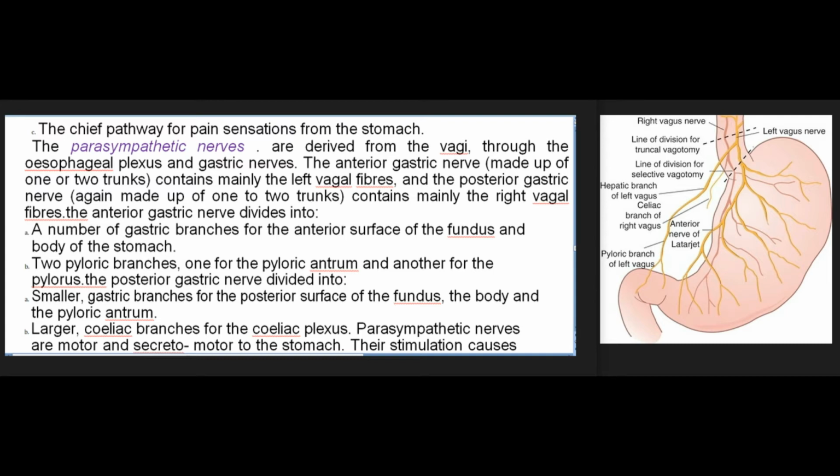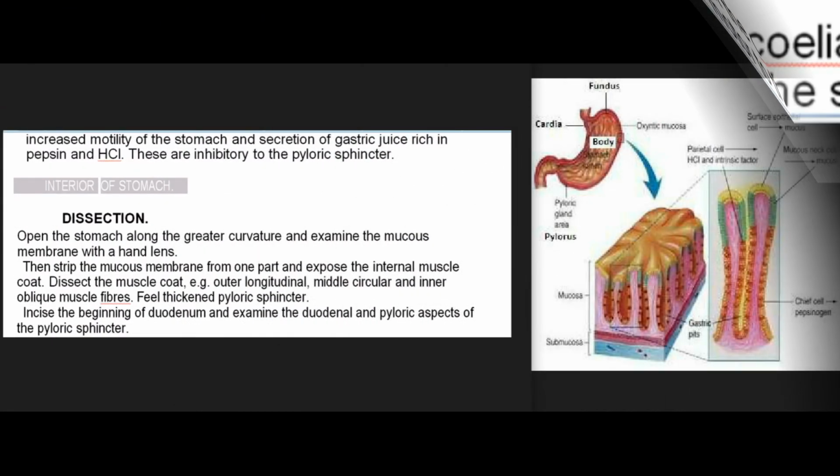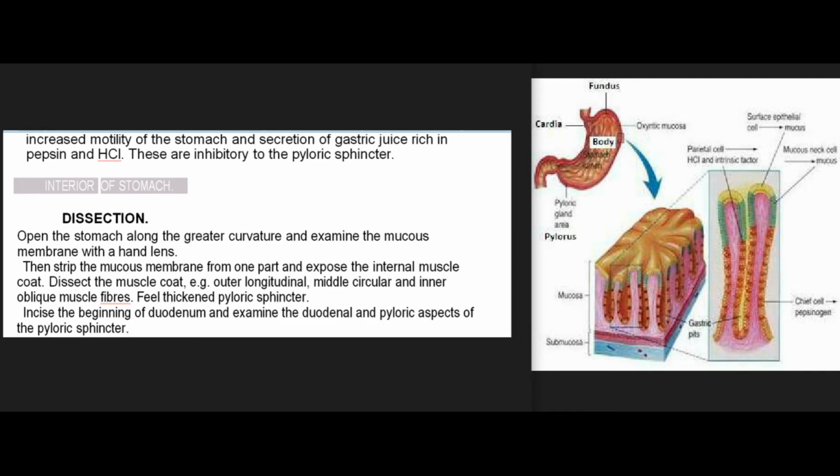The posterior gastric nerve divides into smaller gastric branches for the posterior surface of the fundus, the body, and the pyloric antrum, and larger coeliac branches for the coeliac plexus. Parasympathetic nerves are motor and secretomotor to the stomach. Their stimulation causes increased motility of the stomach and secretion of gastric juice rich in pepsin and HCl. These are inhibitory to the pyloric sphincter.